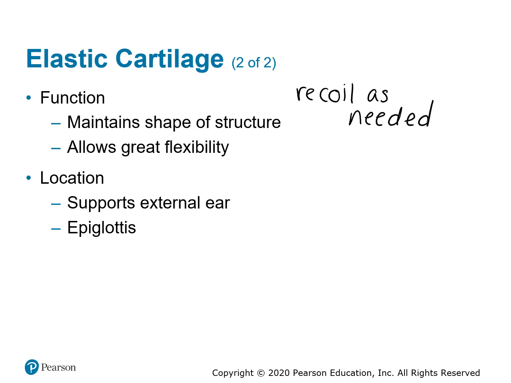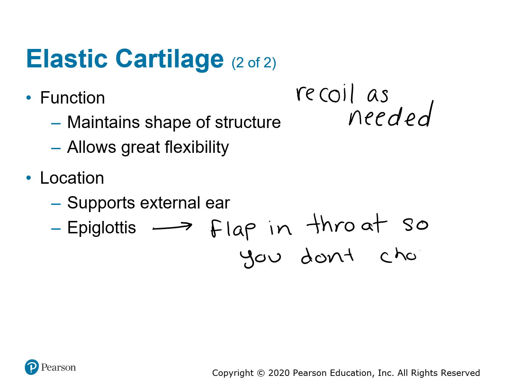Another place that you're going to find that is your epiglottis. Your epiglottis sits in the back of your throat, and it is a little flap that prevents your food from going down into your lungs and your air from going into your stomach. Okay? This is a flap in the throat, so you don't choke. And we need something like that to be elastic, because if it gets stuck, then we are stuck and you will choke. Okay?